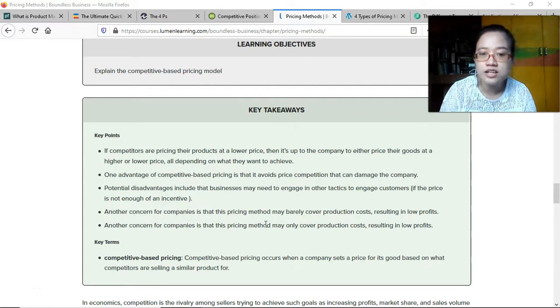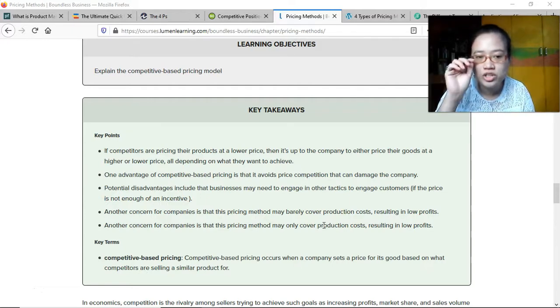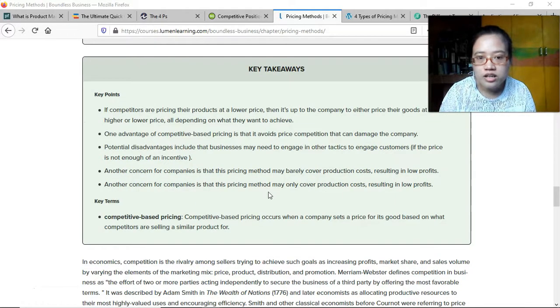Another concern for companies is that this pricing method may barely cover production costs, resulting in low profits. Okay, if they want to be competitive, and if they are trying to equate their prices with their competitors, then they would have to control their costs. Essentially they need to lower their costs so that they could have a profit. You have your profit and then the price that's being set by the competition.